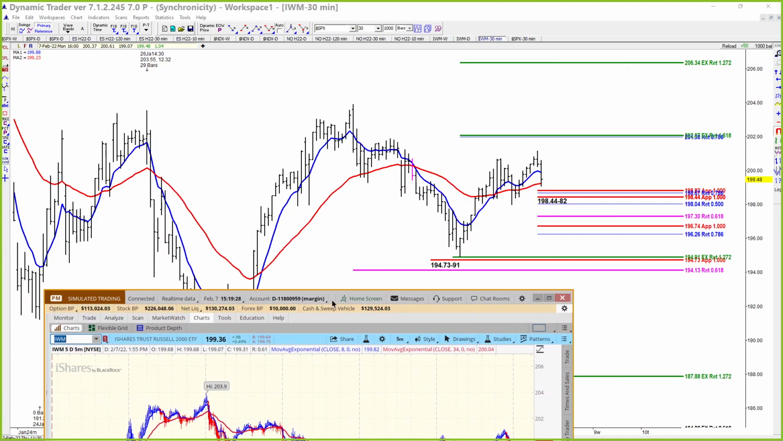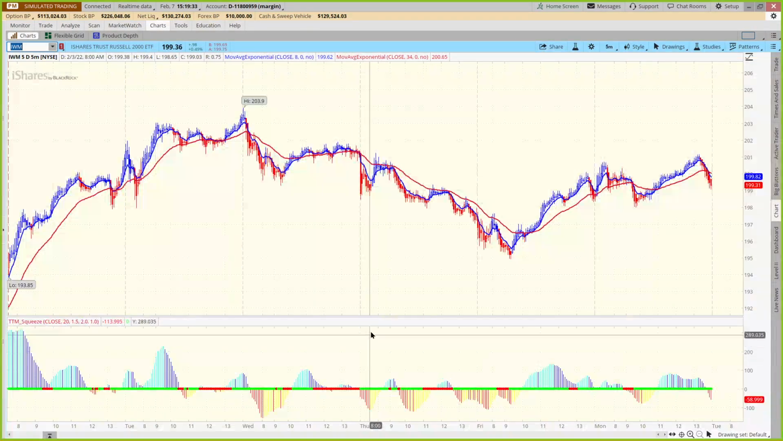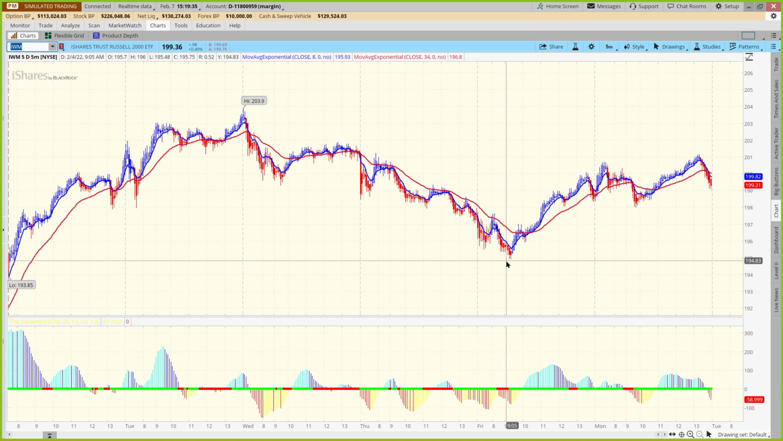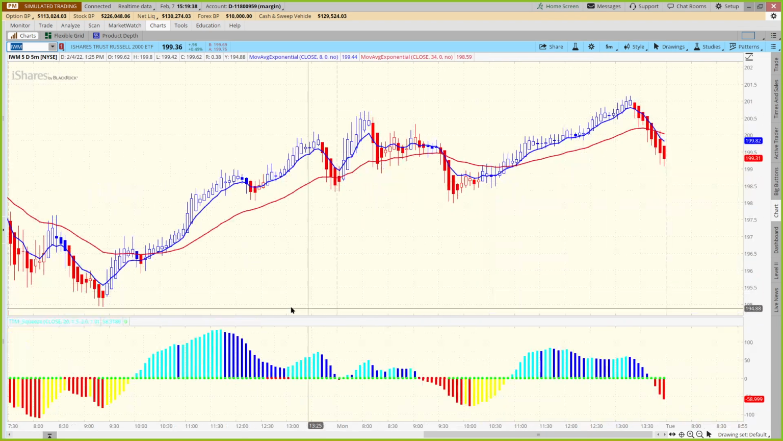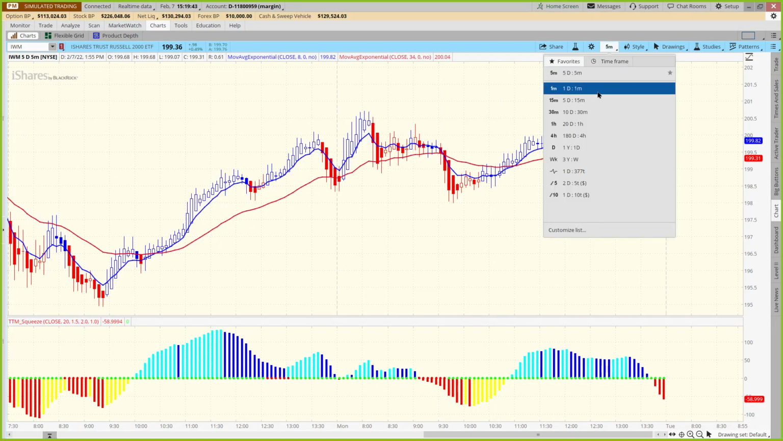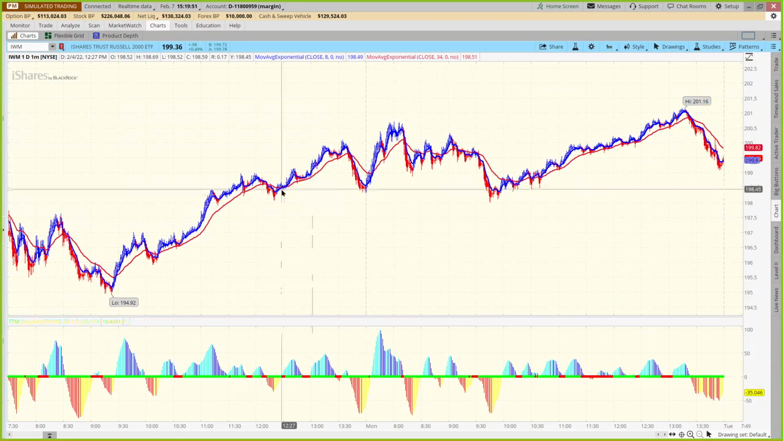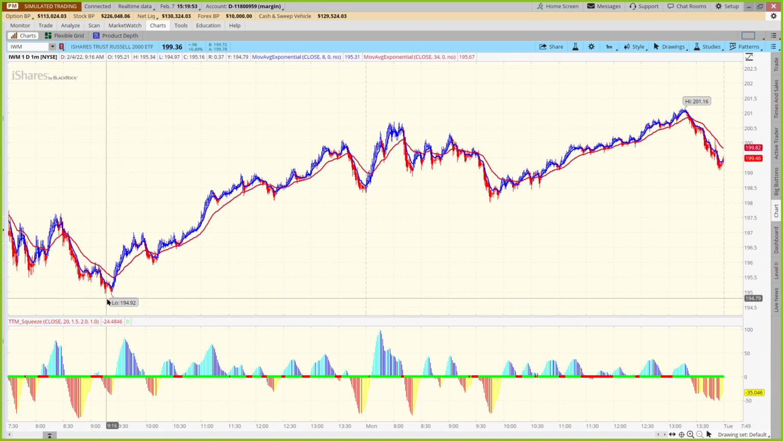Okay, so this was 19473. Okay, so this is, oh, that's a 5-minute chart. Let's see if we can get it down to. Yep, okay. All right, so let's say here's where the support came in. Here is your moving average crossover. And here is the prior swing high we took out.